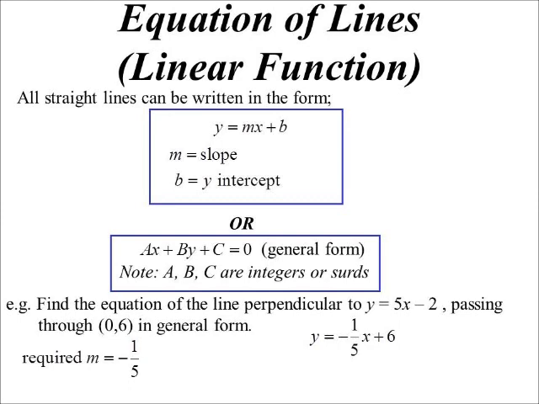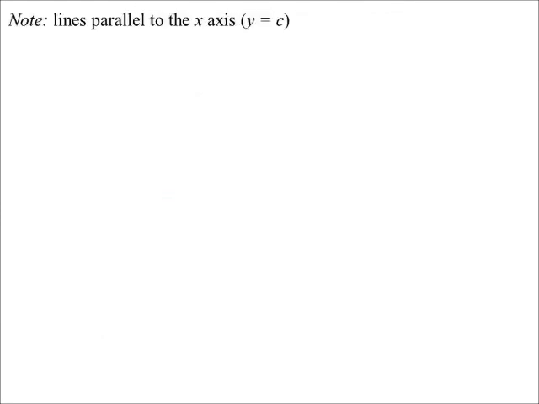That, of course, is not general form. So we shall get rid of the fraction, multiply by 5, move everything to one side, and there's our equation in general form.